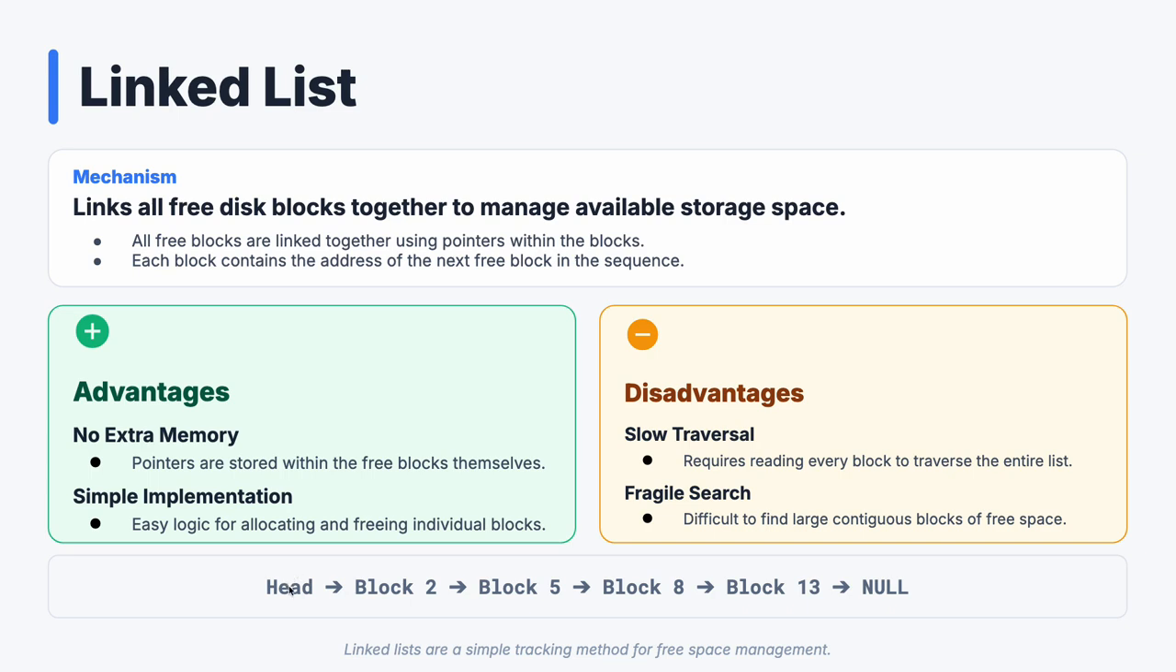So consider this example. We have blocks 2, 5 and 8 which were available. So we will create a linked list. Head will point towards block 2. Then we know that block 5 is available, then block 8, 13 and then null. So no extra memory is used.